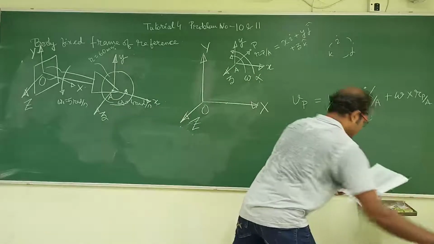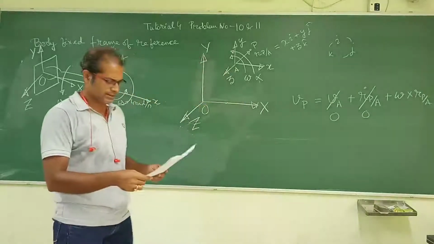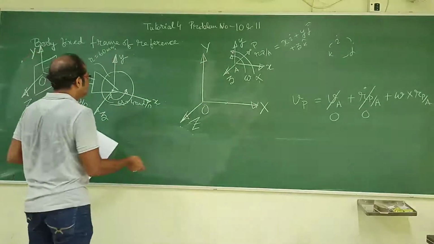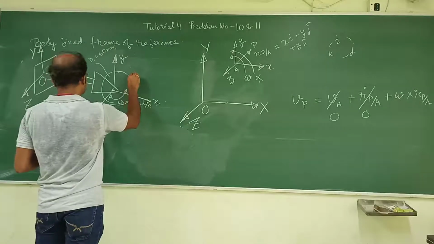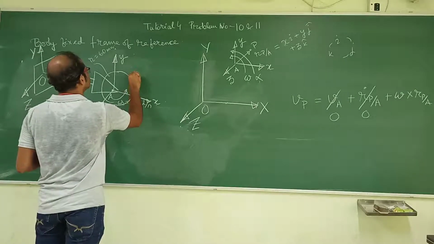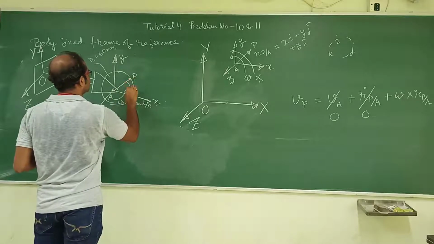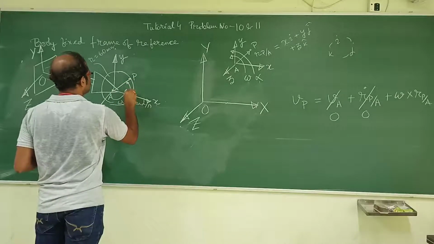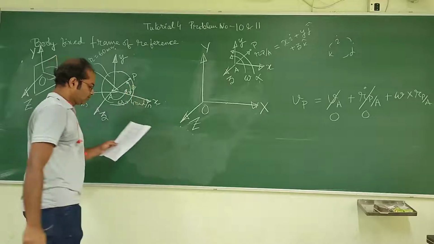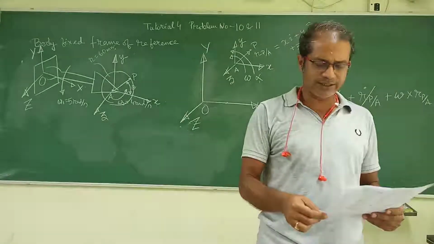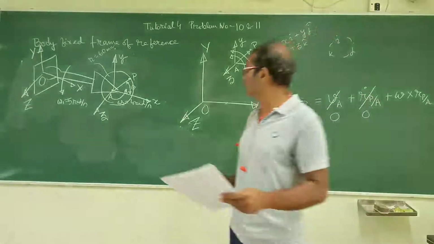So it is asking that first part, it is having a certain angle. The P point is at the angle theta. It is at the circumference. So this is the angle theta. You have to find out for theta is equal to 0 degree and theta is equal to 90 degree. So first part is theta is equal to 0 degree.